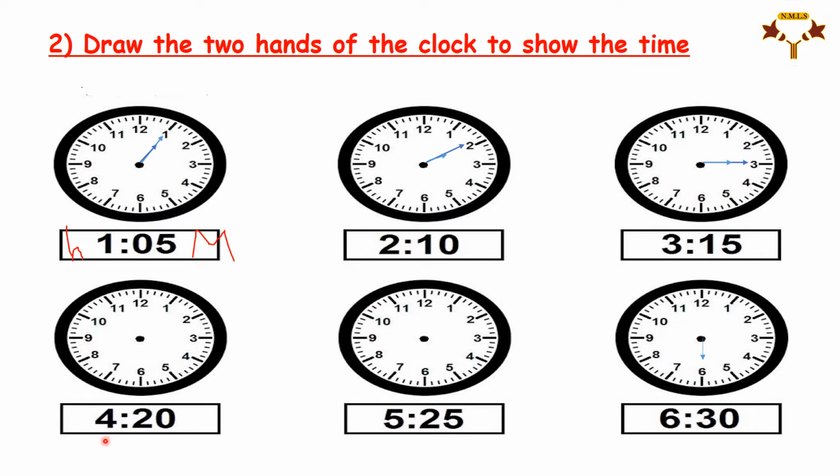Here we have 4 in hours and 20 in minutes. Okay, then we start by short hand to represent hours. Short hand will be at 4, and we want to represent 20 minutes. 1 means 5 minutes, 2 means 10 minutes, 3 means 15 minutes, and 4 means 20 minutes. Then we will draw long hand at 4.